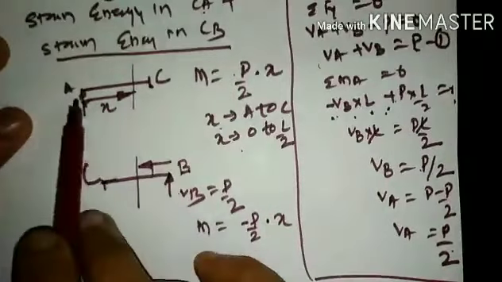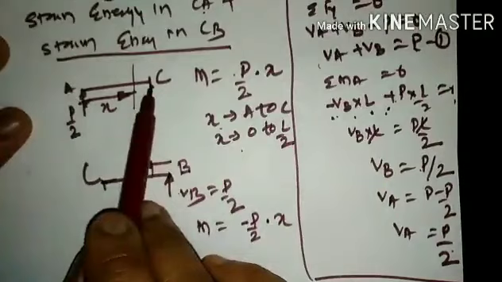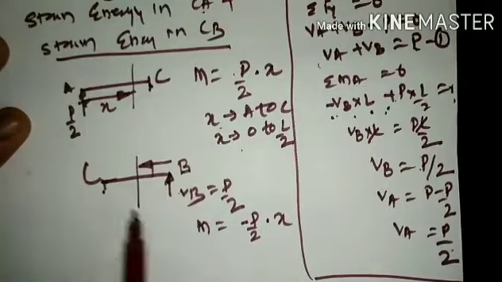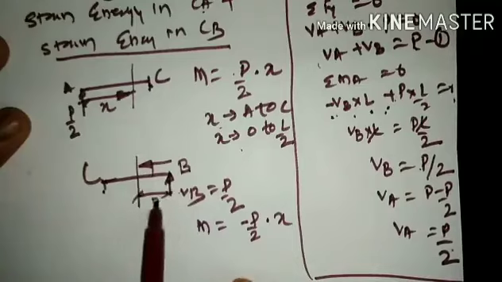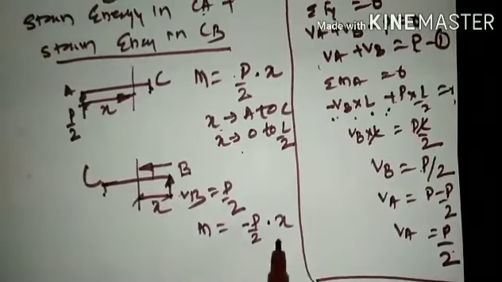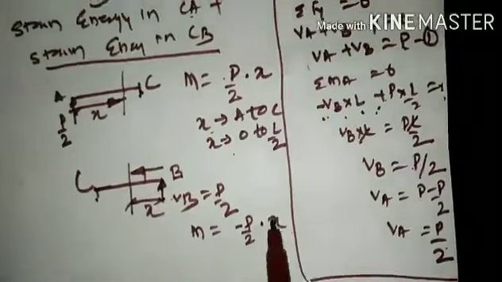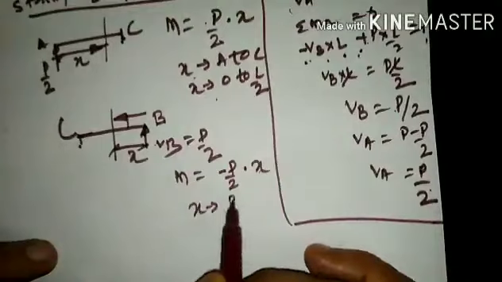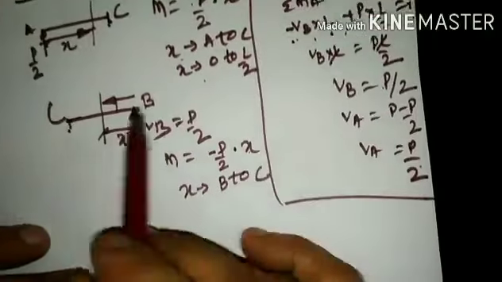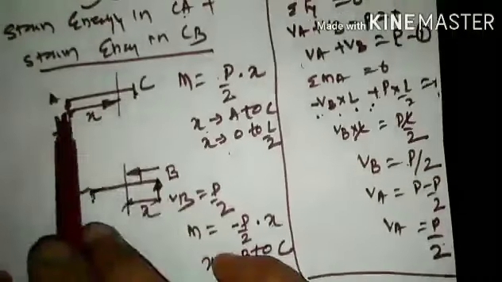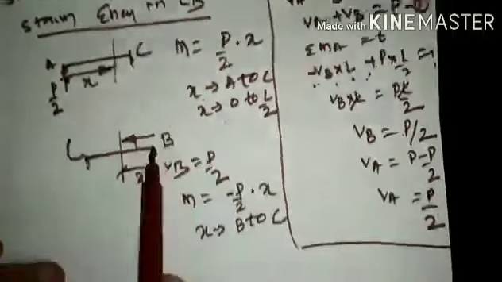Here for CA, the section will start from A and end at point C. For CB, the section shall start from B and end at C. So this particular distance with respect to B will be called X. So minus P by 2 into X. Now what will be the value of X? Again, the X value shall vary from B to C, because X starts from B and ends at C. Similarly here, X will start from A and end at C.